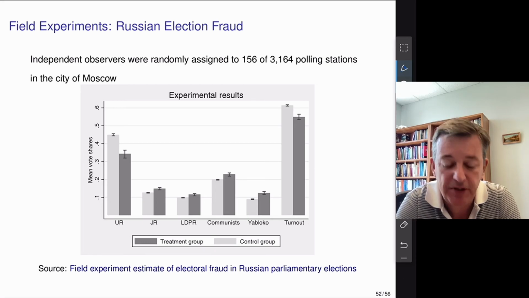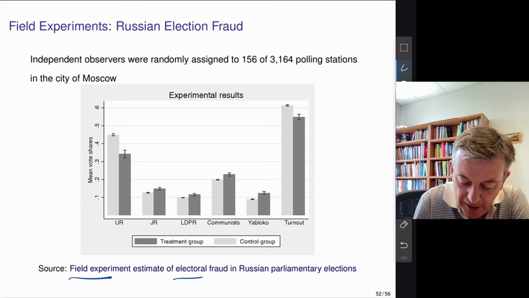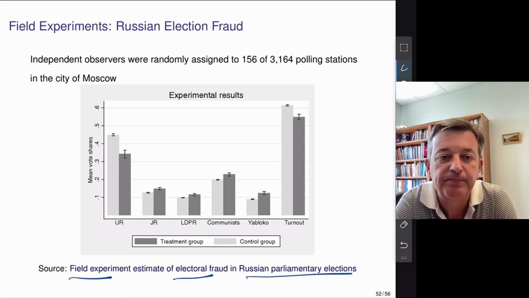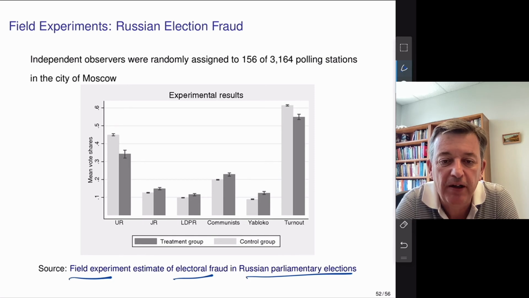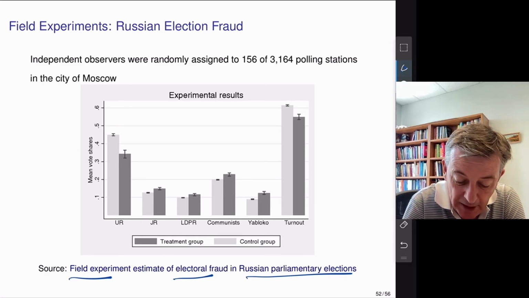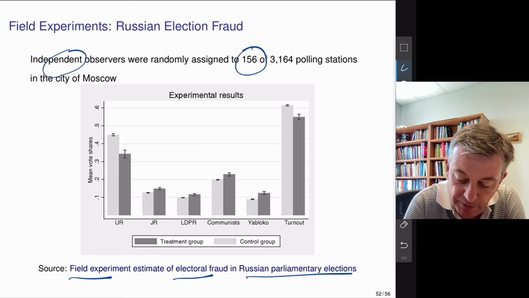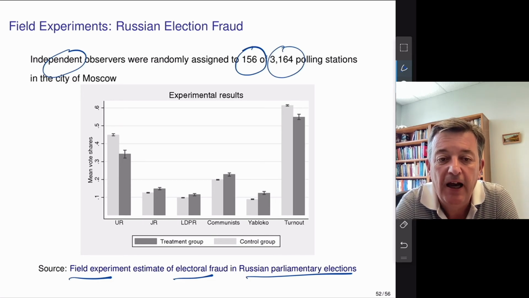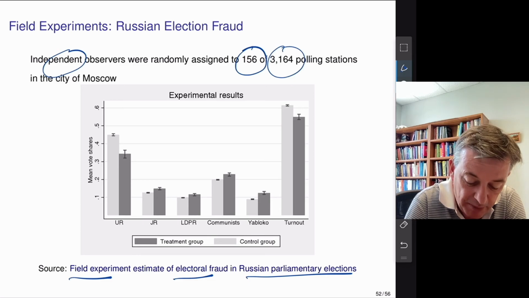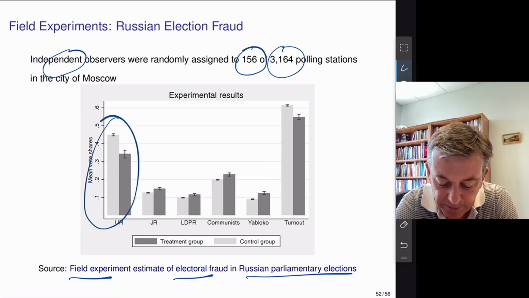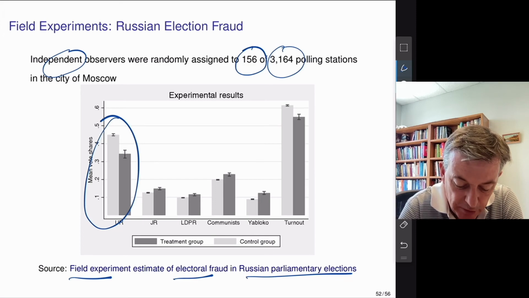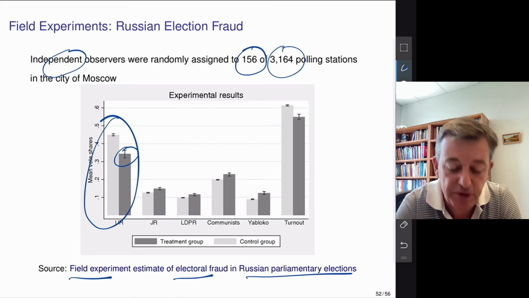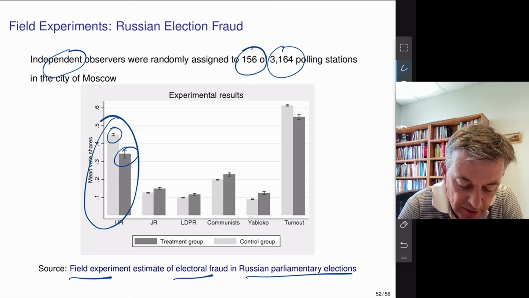A field experiment was done for looking at electoral fraud in Russian parliamentary elections. So there was a treatment group and a control group. Independent observers telling the truth were assigned to 156 of the 3,164 polling stations. Putin's United Party is sitting here. You can see that in the treatment group, so truth is down here, and 95% confidence intervals have been placed.